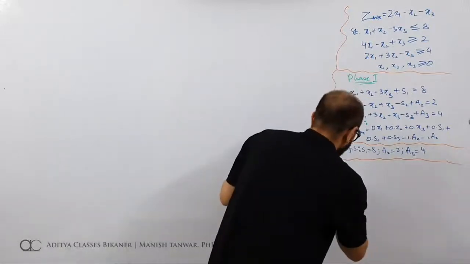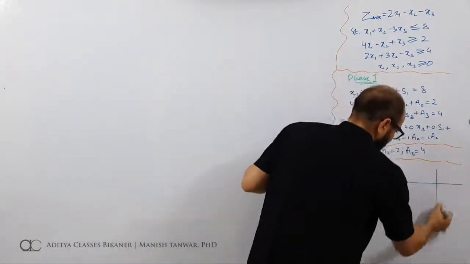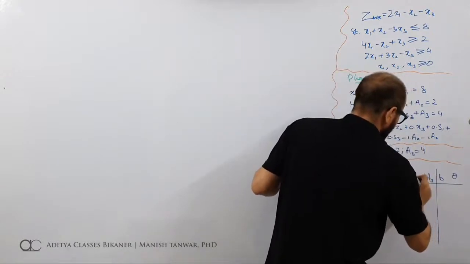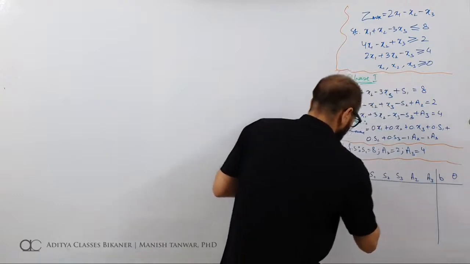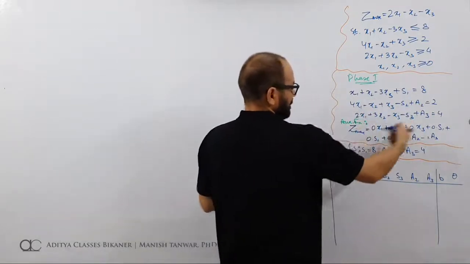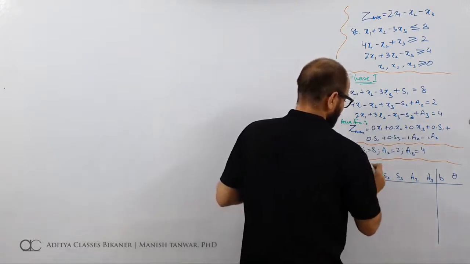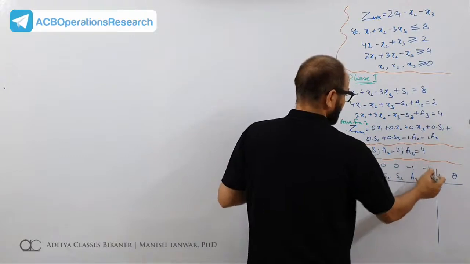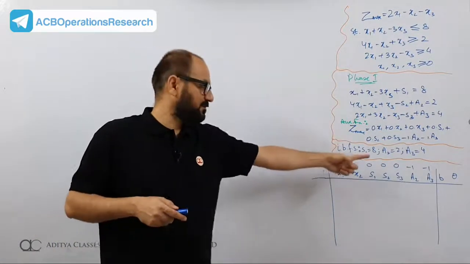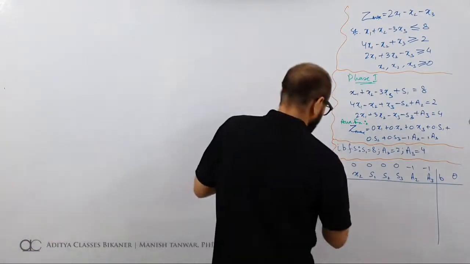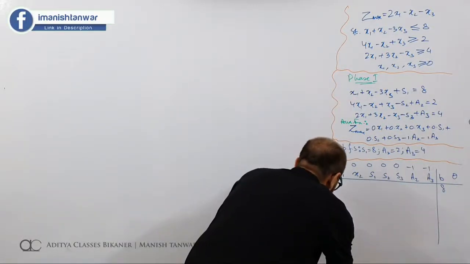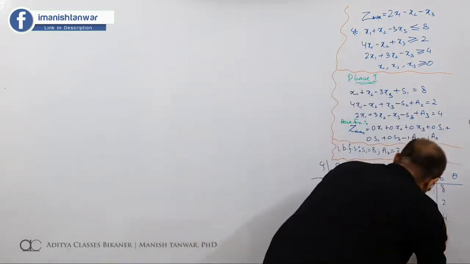Now can we have our table? We have B and theta. Then there is A2 and A3. S3, S2, S1, X2, X1, with contributions CJ, 0, everything is 0, and artificials are minus 1 this time. Up till the last problem we were taking plus 1 because we had minimization problems. This time I have a problem of maximization. So for max it is minus 1, and my IBFS is S1 is equal to 8, A2 and A3 are equal to 2 and 4.